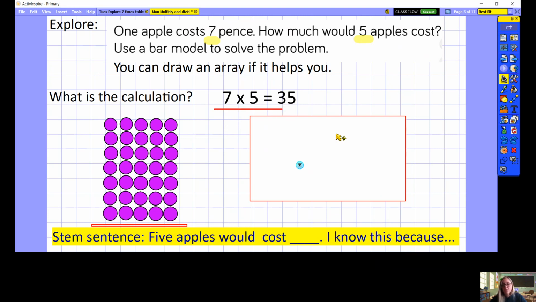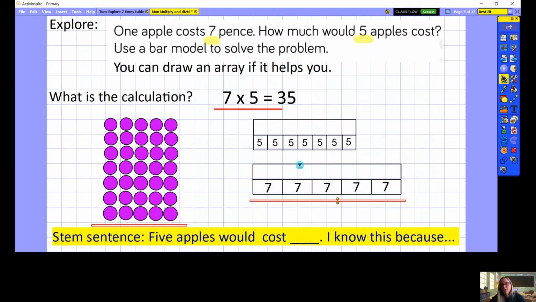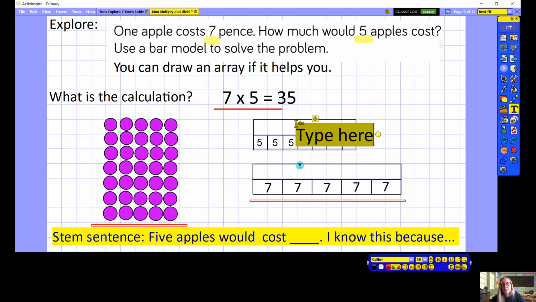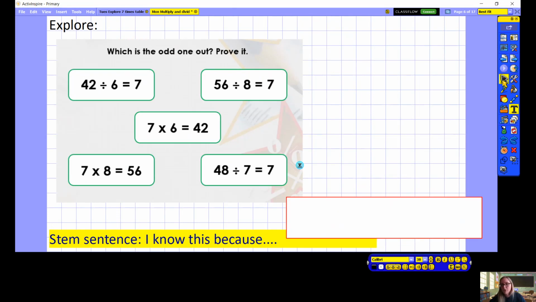So that's the calculation. And if you drew a bar model, if you want to check your bar models, you could have drawn it 2 different ways. You could have drawn either 7 groups of 5, and your answer would be the same as 35, or you may have drawn 5 groups of 7, which also equals 35. So you should have answered the question by saying something like 5 apples would cost 35p, so we're working in pence, or 35 pence. I know this because 7 times 5 equals 35, and you may have proved that by using an array or a bar model. Well done, year 4.